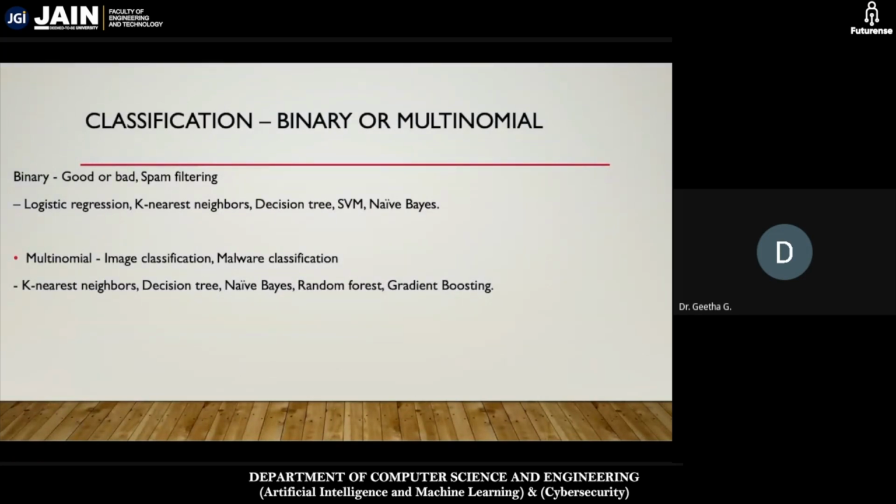Let me give you an example of binary classification. You want to find out if something is good or bad. So you have either a yes or no answer, good or bad, either of the two. Assume you get an email. The system should detect whether it should go into the spam or into the inbox. Spam filtering. This is again binary.